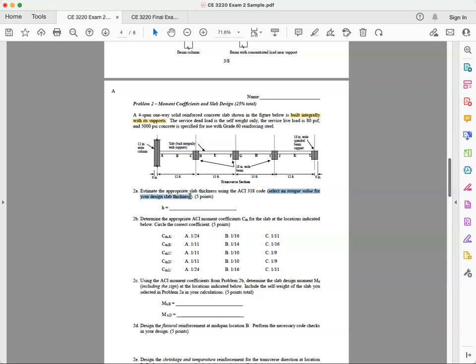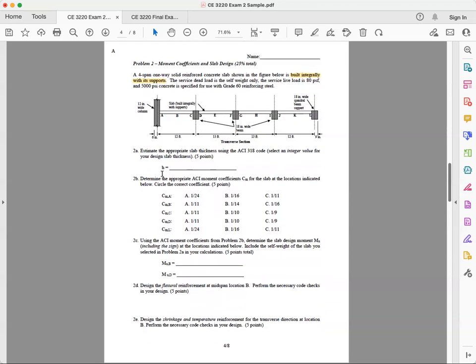What do I mean by that? If your calculated slab thickness is 5.5 inch, you say 6 inch. If your calculated slab thickness is 6.1 inch, you say 7 inch. If your calculated slab thickness is 7.00001 inch, you say 8 inch. Okay, you go above, not below. You want the thicker slab thickness. So that's that for 2A.